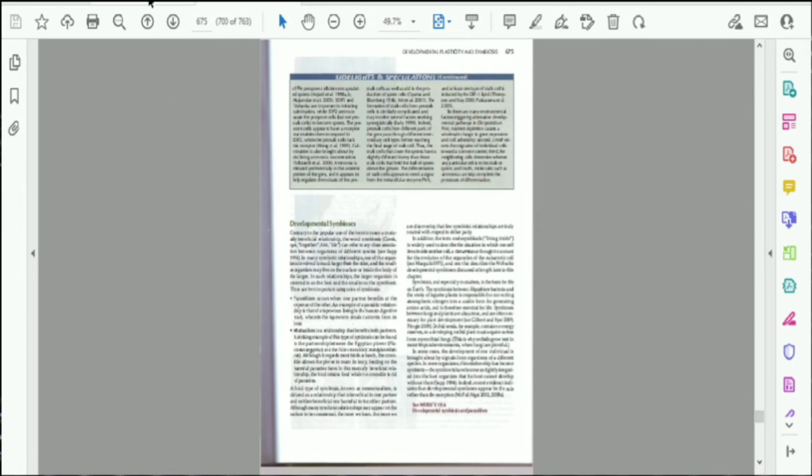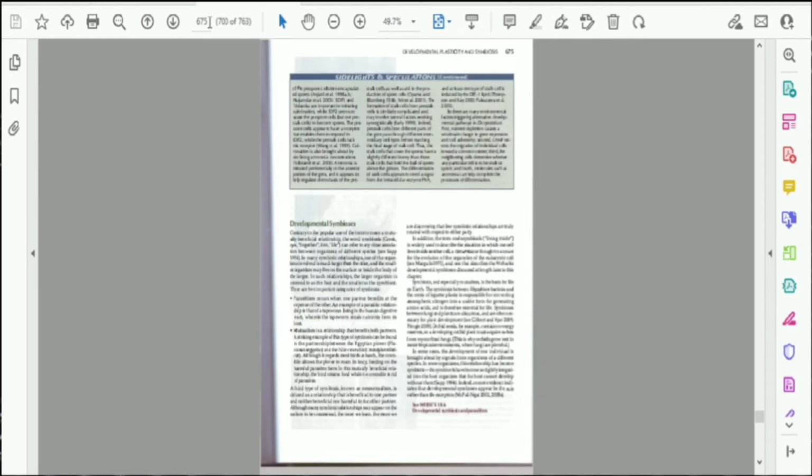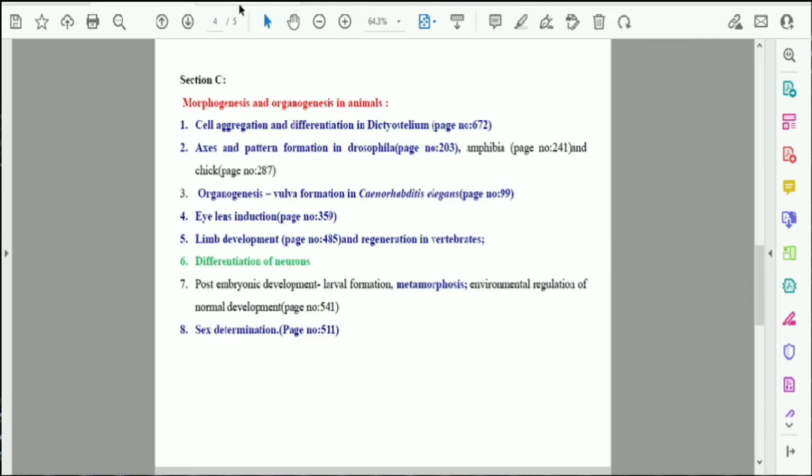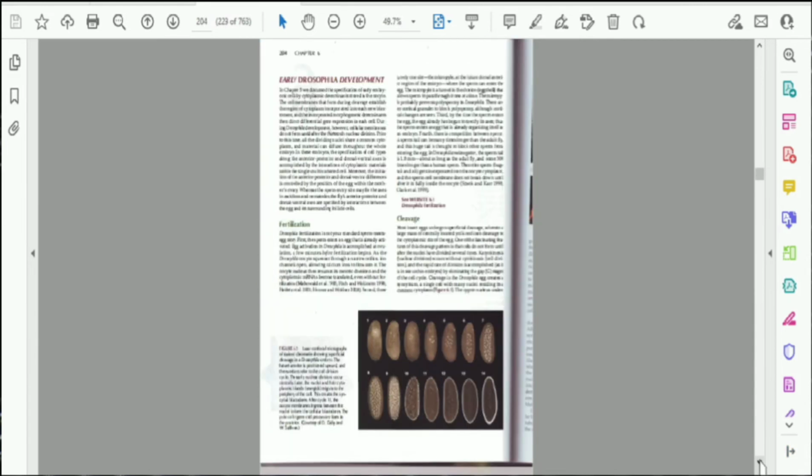The next thing is axis and pattern formation in Drosophila, given on page number 203. Drosophila is also important, friends, because among Drosophila, amphibia and chick, you had better concentrate on Drosophila. You can leave amphibian and chick. They are not important. Questions will be asked, but no need to study because it's tough and it will collapse you. Drosophila is important as usual. Sea urchin and Drosophila are favorites for the CSIR examination. Definitely questions will be asked from these two topics.